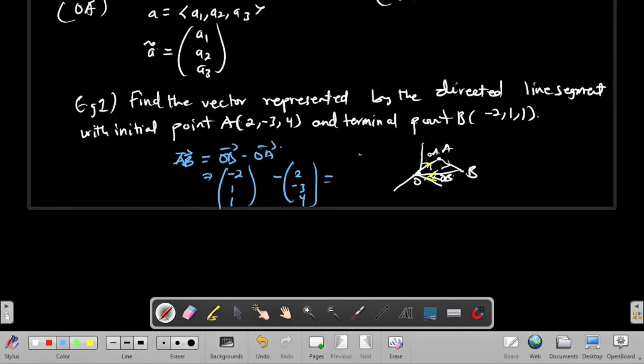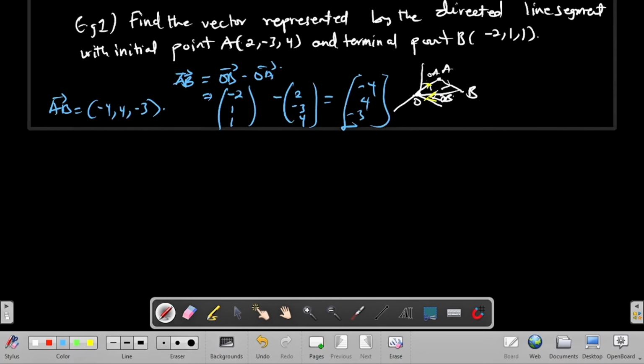So once you have this done, what is -2 minus 2? It's -4. You write -4. 1 minus -3, that is +4. 1 minus 4 is -3. Therefore, my vector AB is simply equal to -4, 4, -3. As simple as that.